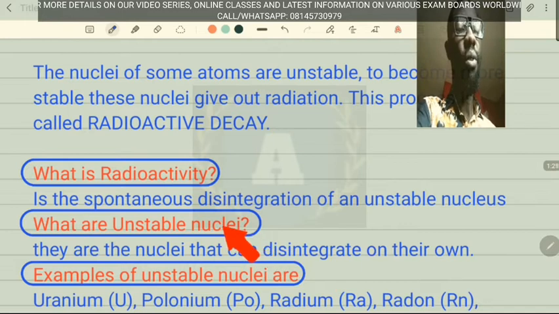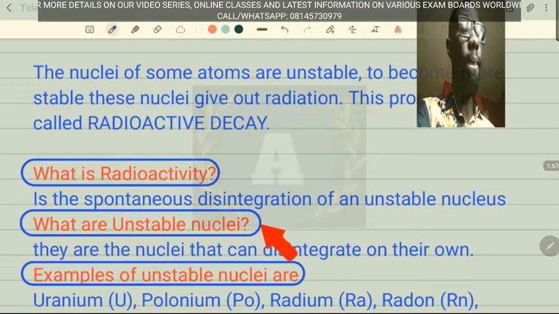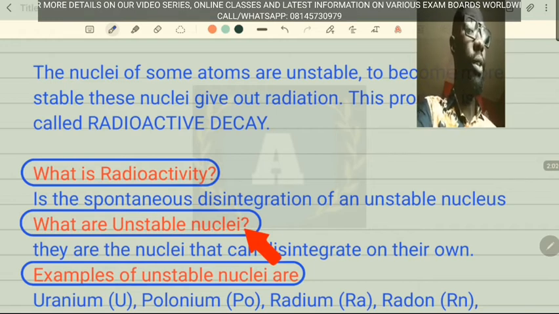So now, what actually makes a nucleus unstable? A nucleus will be unstable if the ratio of proton to neutron in the nucleus of an atom is more than 1, if it is greater than 1. But if the ratio of proton to neutron is just equal to 1, then that nucleus is a stable one. Now, let's look at an example of a stable nucleus.